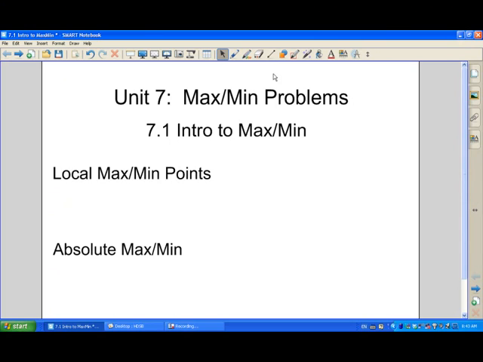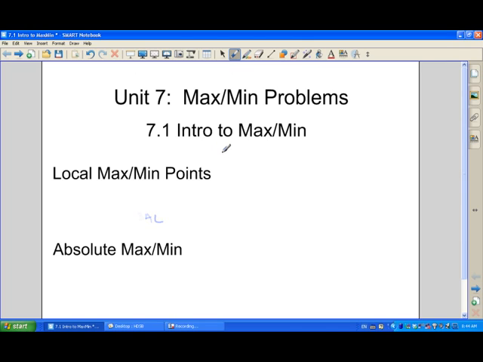Starting Unit 7, which is a unit involving maximum and minimum problems. So today in this video we're going to start with just a quick introduction to the concept of max and min problems. And if you think back to your advanced functions classes, you've used some language around local max and min points and absolute or global max and min points. Okay, and we're just going to talk about that a little bit to get started.